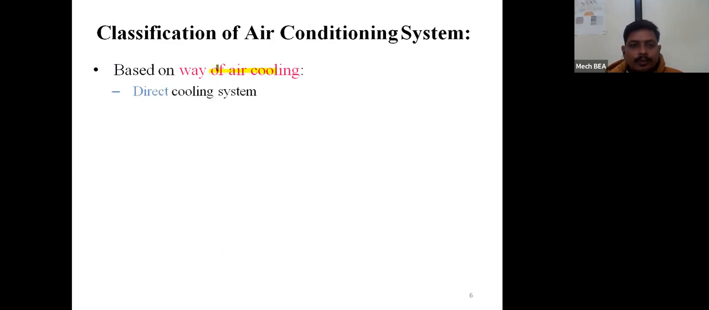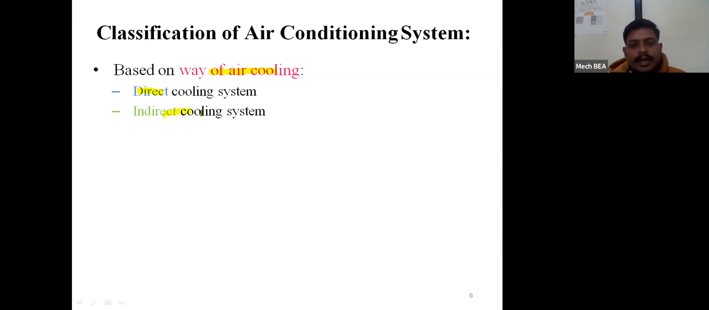So based on way of air cooling, the air conditioning system will be categorized into two parts. First one will be called the direct cooling system, and second one will be called the indirect cooling system. In case of direct cooling system, whatever conditioning air we are processing, we are directly cooling that conditioning air with the help of a refrigerant. So that will be called a direct cooling system.